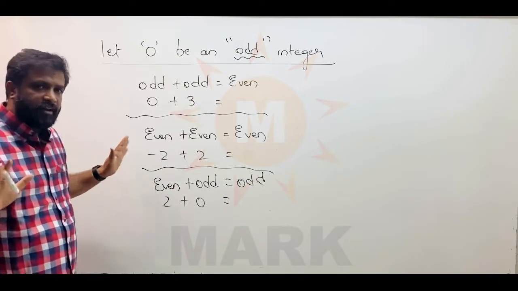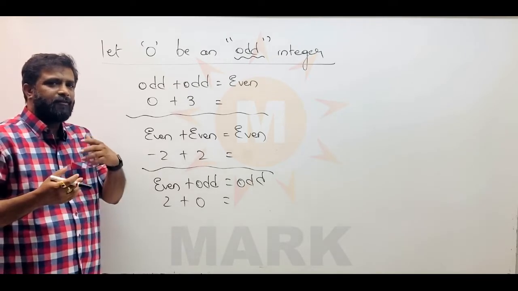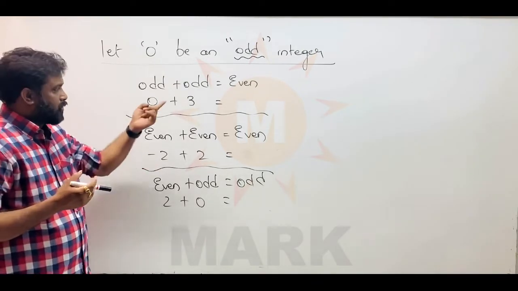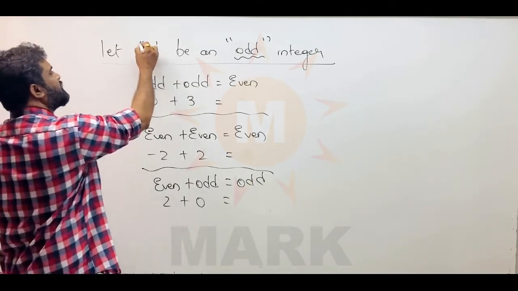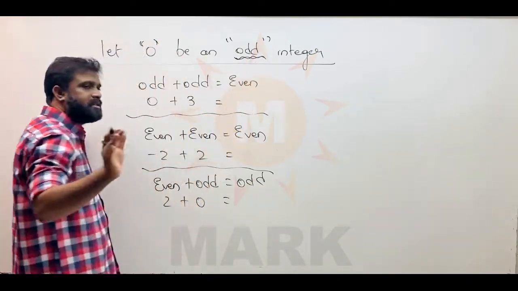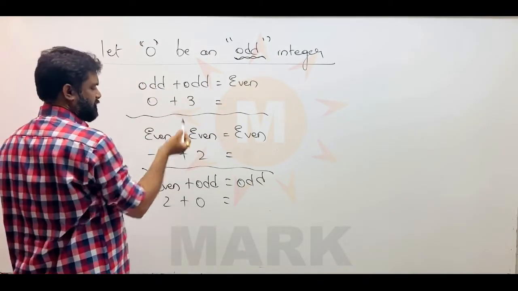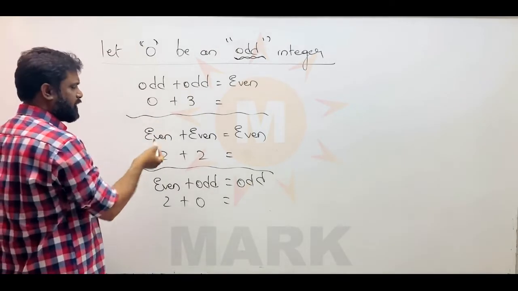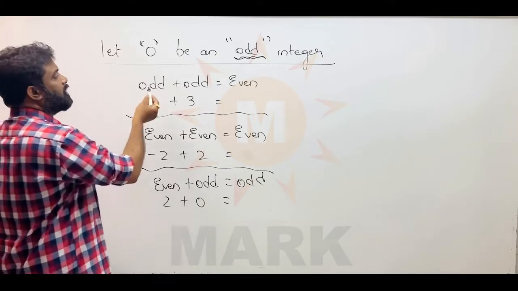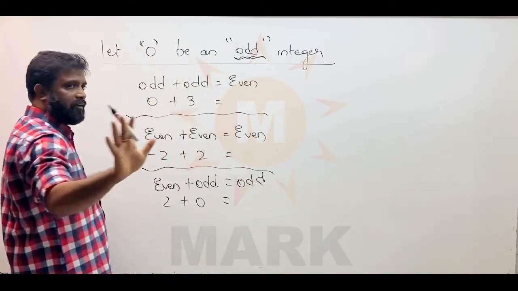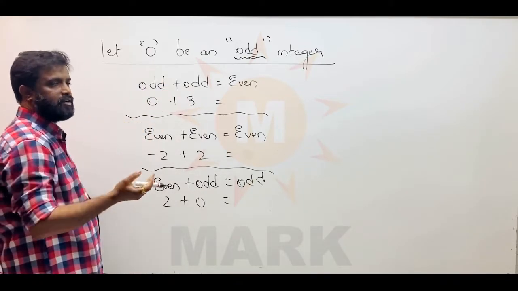So I have taken the verified formula. For the time being, I am testing what happens if 0 is an odd integer in this already proved formula. Let 0 be an odd number, right? We already know odd plus odd, and you can also take the minus operation, that doesn't matter, gives an even number. So I have taken 0 as an odd number.